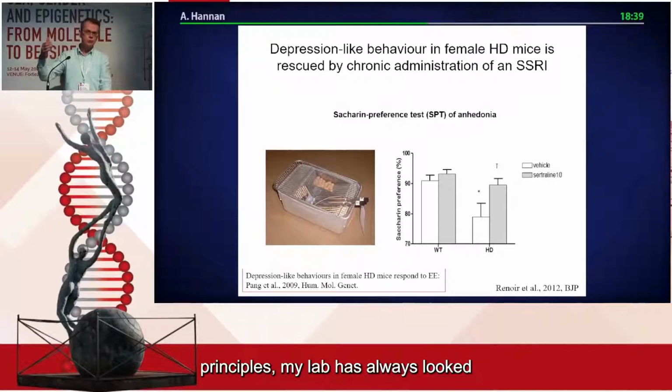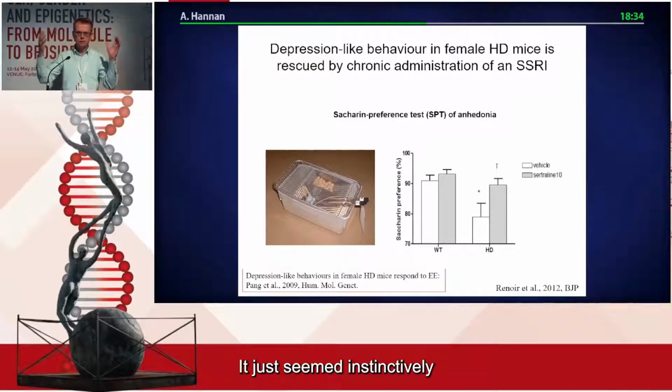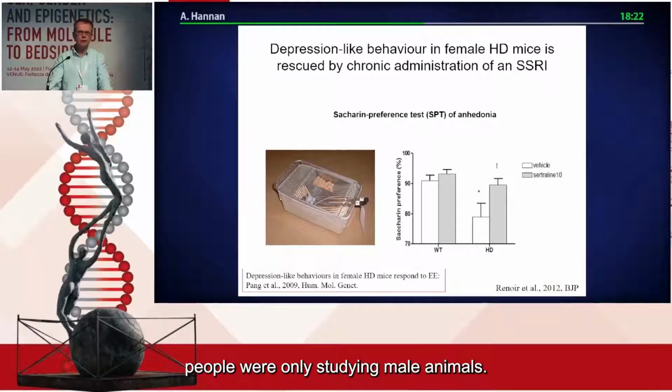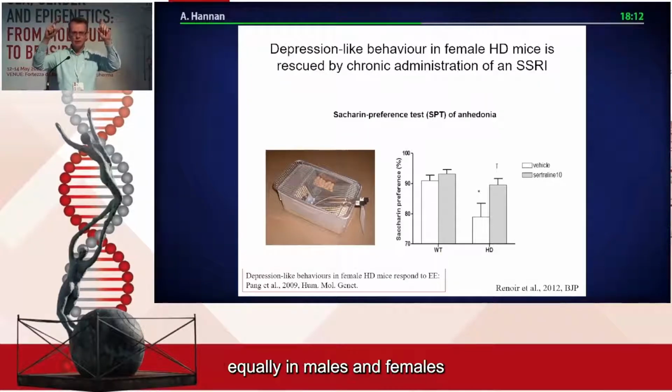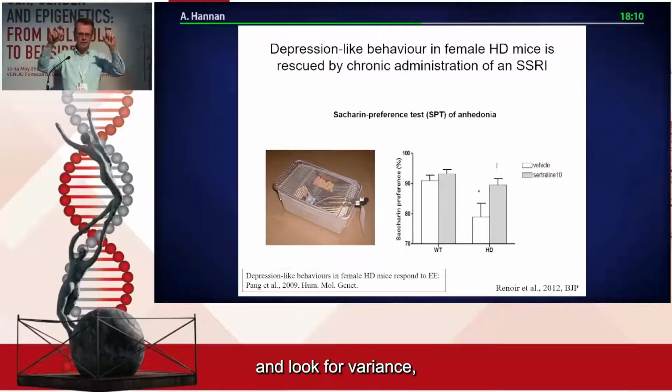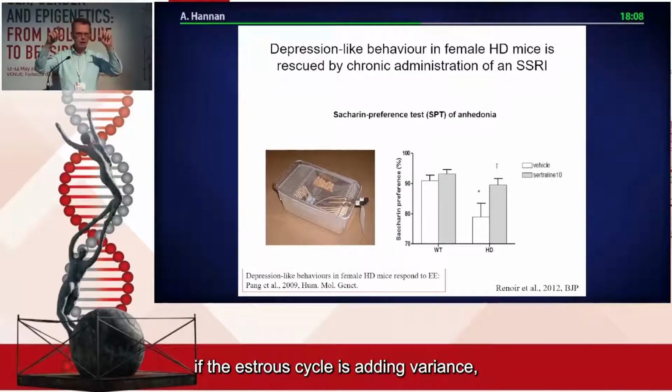behaviours. Now, on first principles, my lab has always looked at both male and female rodents. It just seemed instinctively the thing to do because all of the disorders we study occur in both sexes. But when I looked around in neuroscience, a lot of people were only studying male animals, and the argument was the estrous cycles are confounded and so on. But it's very easy to check that confound because whenever you power your experiments equally in males and females and look for variance, if the estrous cycle is adding variance, you should see it pop out of the error bars.